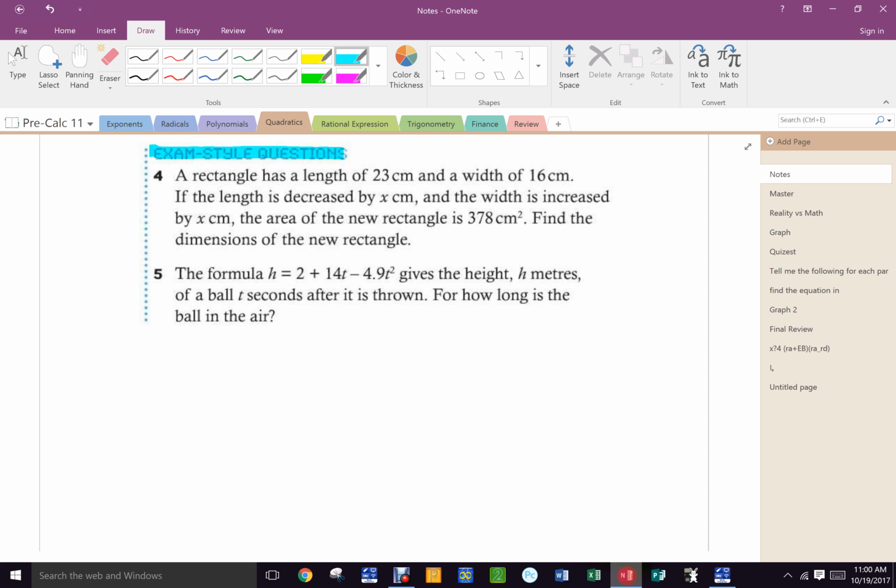Very soon I'm going to teach you how to do this with your graphing calculator as well. It's actually pretty fun. In a nice way. I'm not being mean.